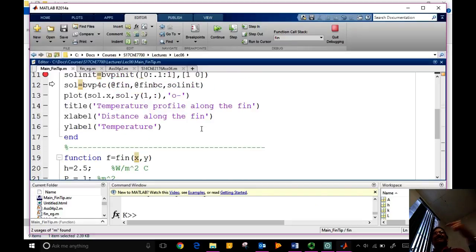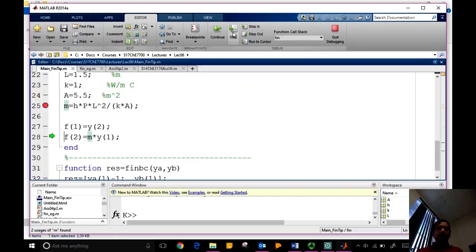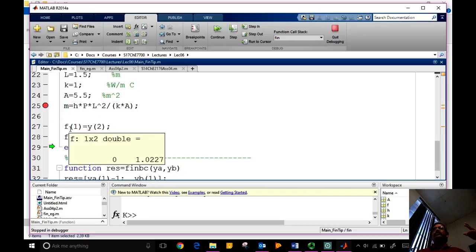BVP4C is sending values of x and y and asking what are the values of f1 and f2 for this. If you look at x, it gives you only the first point. It says, tell me what is the value of function f1 and f2 at that value of x. And y is 1, 0 at that grid point. So it's going to now calculate those functions, and you'll have these two numbers, f1 and f2, and those will be sent back to BVP4C.